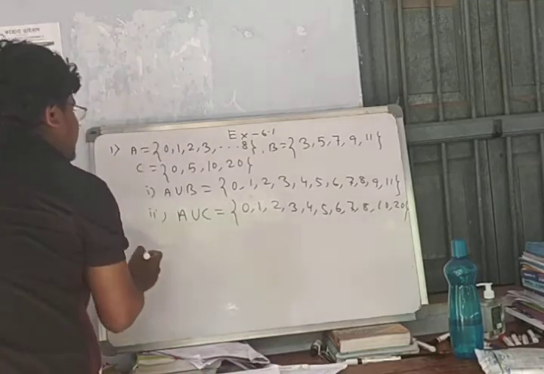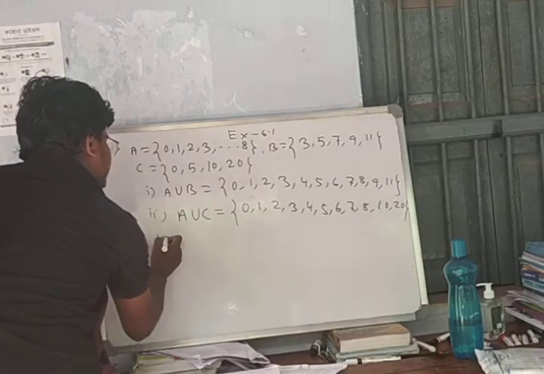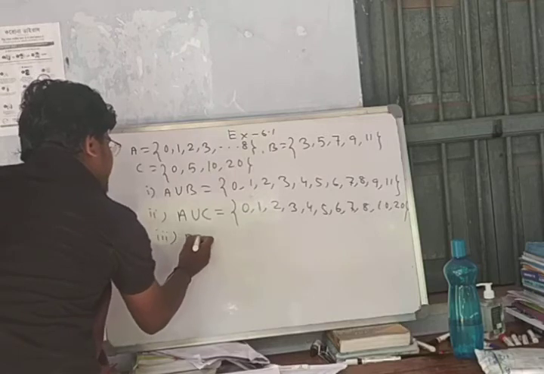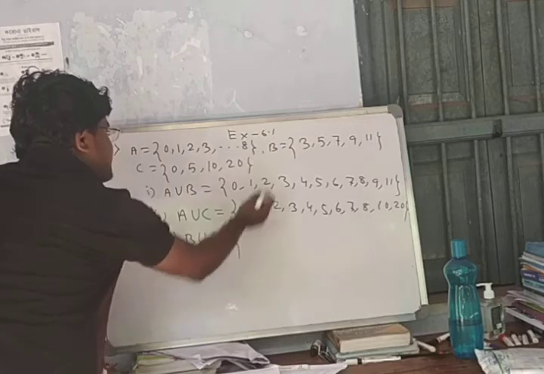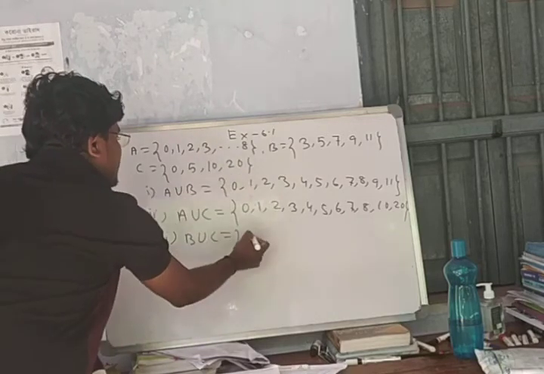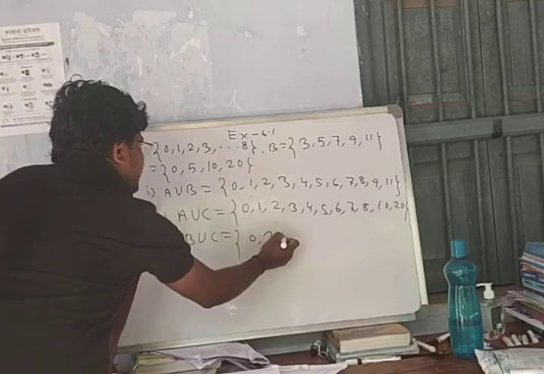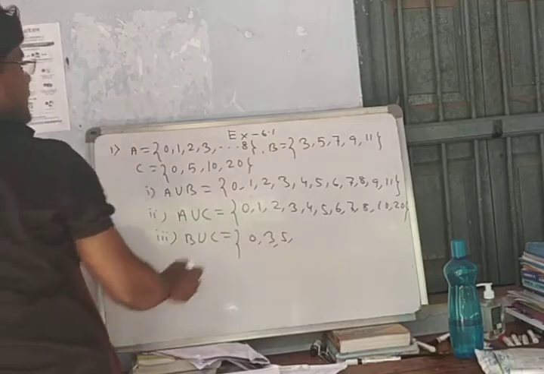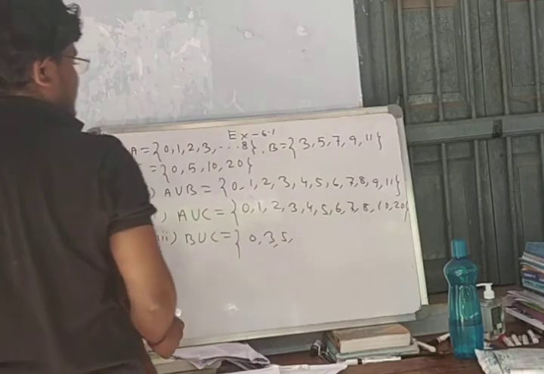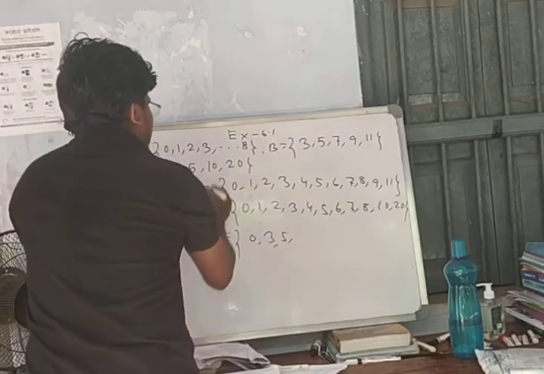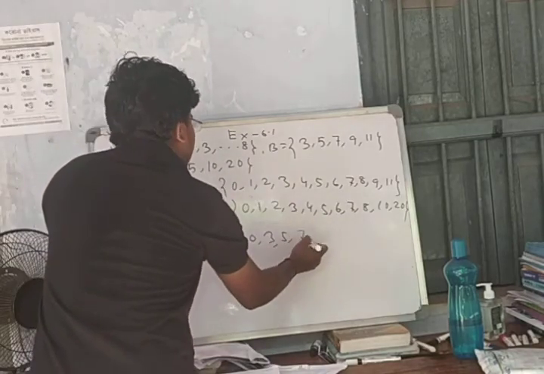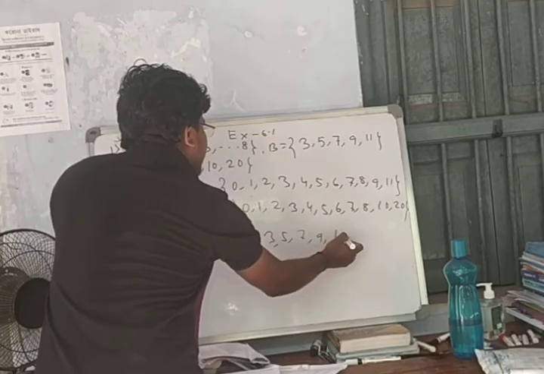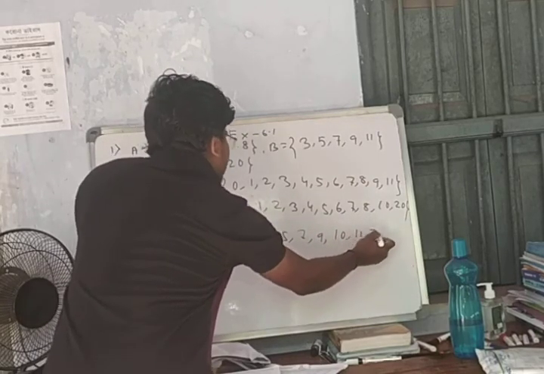Number 3, B union C. B union C means all the elements between B and C: 0, 3, 5, then 7, 9, 10, 11, 20.